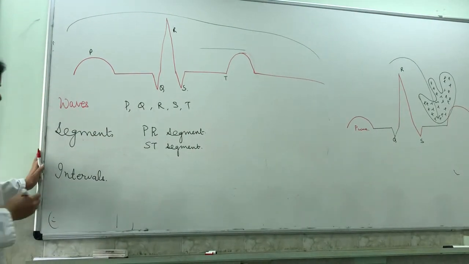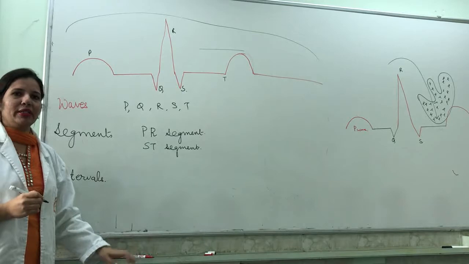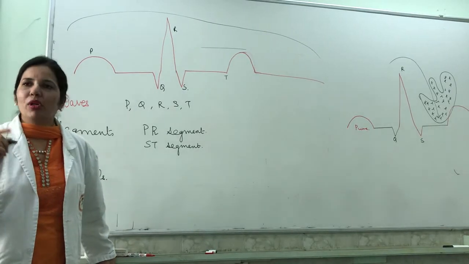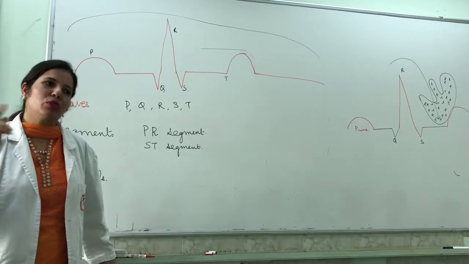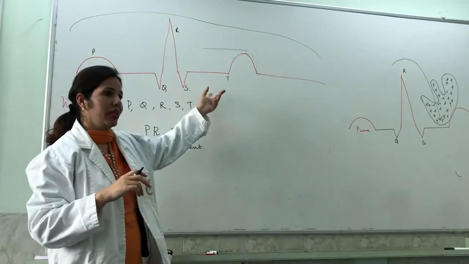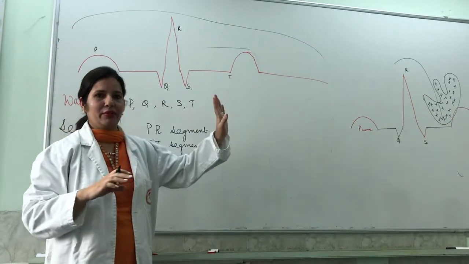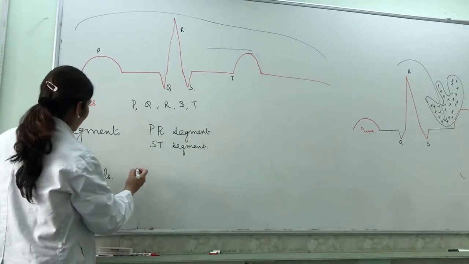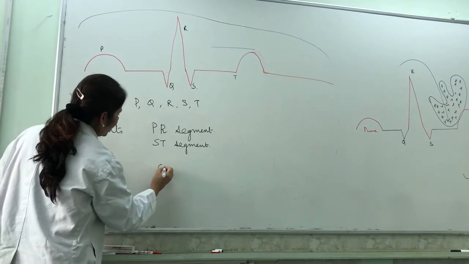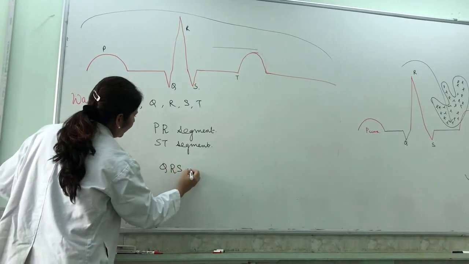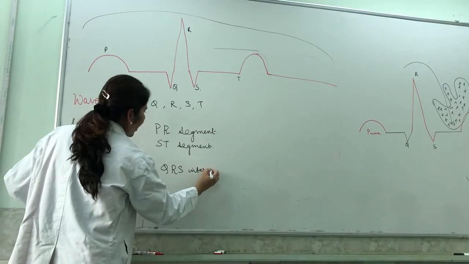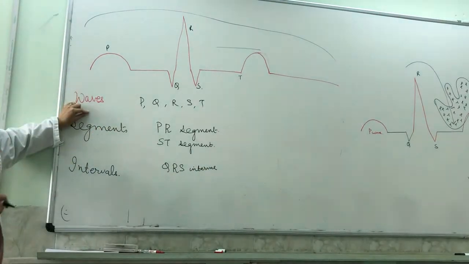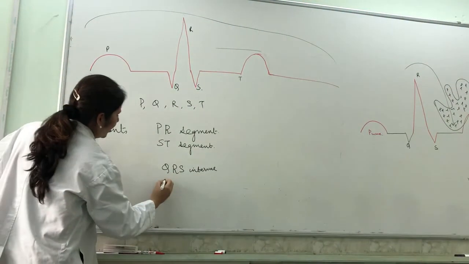Right? Then what is the meaning of an interval? Now an interval can be a number of waves together. More than one wave is also an interval, like the QRS interval. There are 3 waves, right? So we have intervals like the QRS interval, or the interval can be a wave plus a segment. It can be the PR interval.